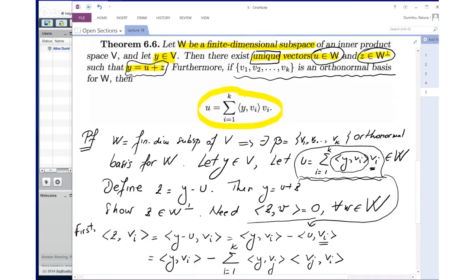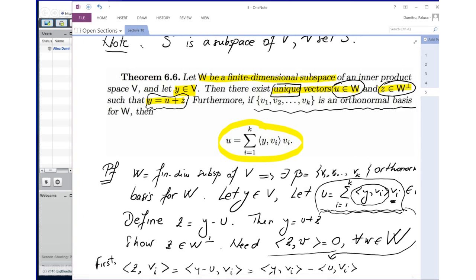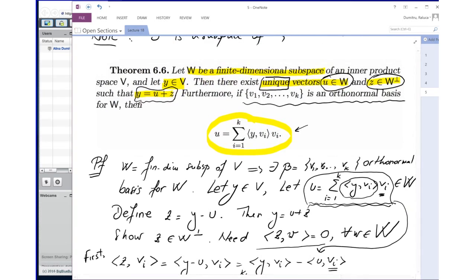Okay? And the formula that we have here, of course, is part of the proof, so that's how it works. So I'll stop here. We'll continue next time with how to apply this to a specific situation.